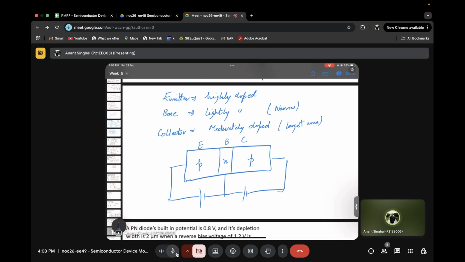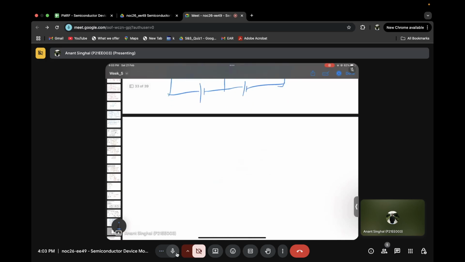We have already seen the band diagram of this. Now it has four regions of operation. The BJT can work in cutoff, saturation, active, and inverse active. Inverse active in general is never studied. That means it acts as an attenuator.